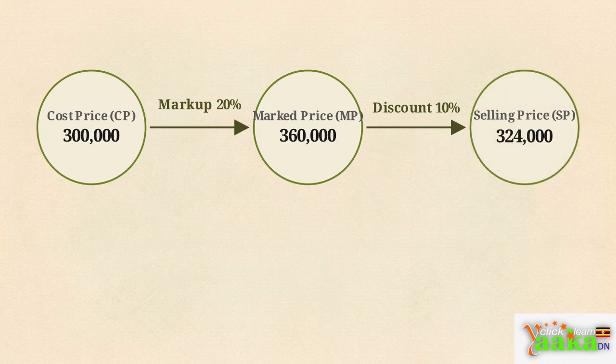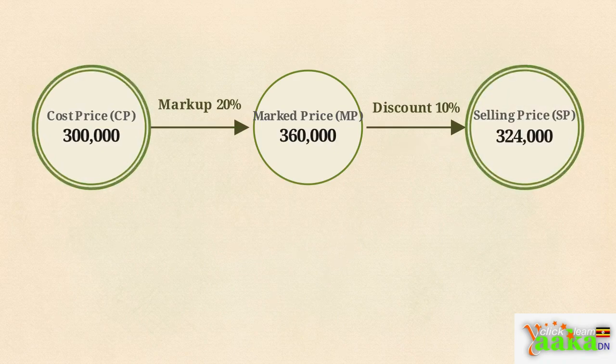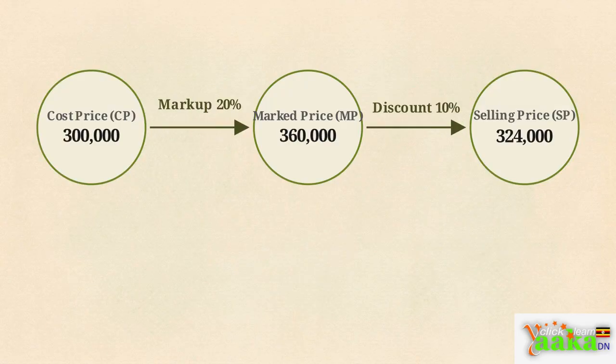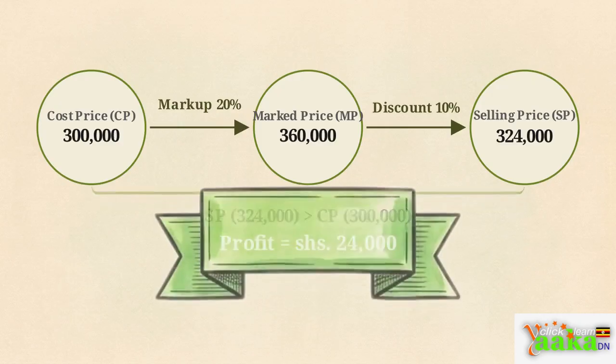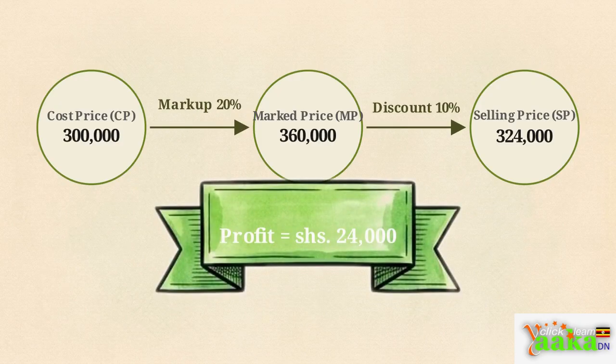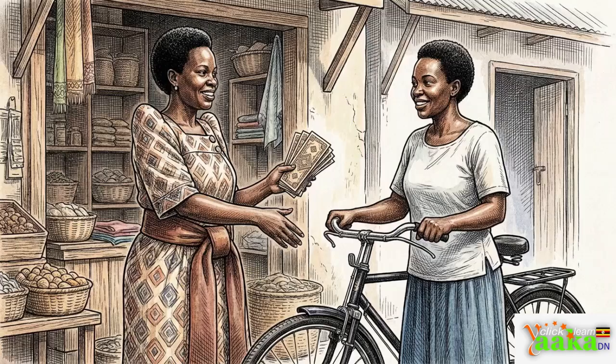To verify the business outcome, we compare this final selling price against the very first cost price node. Because 324,000 is greater than 300,000, the trader successfully secures a profit of 24,000 shillings. By mastering the exact relationship between the initial markup and the final discount, an entrepreneur can offer deals to customers without sacrificing their own capital.